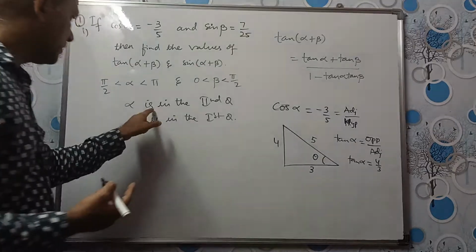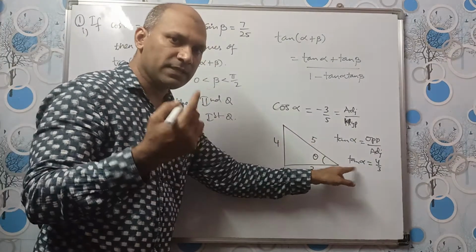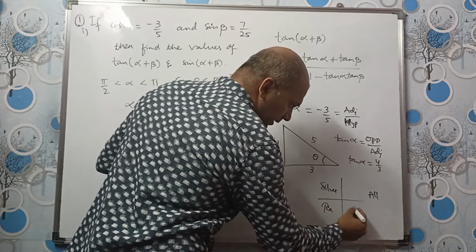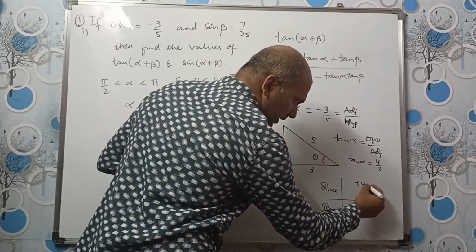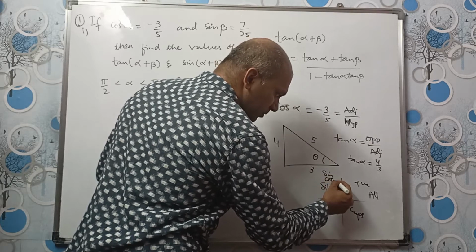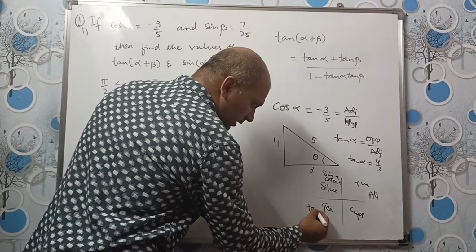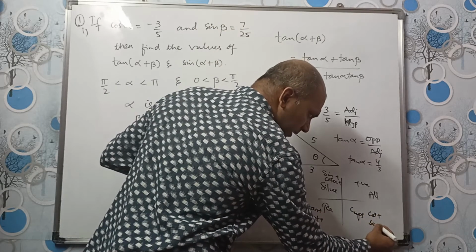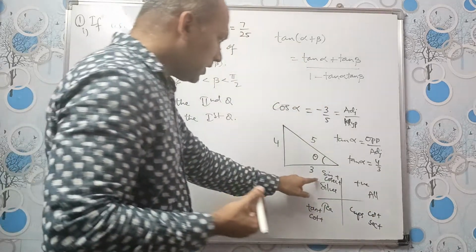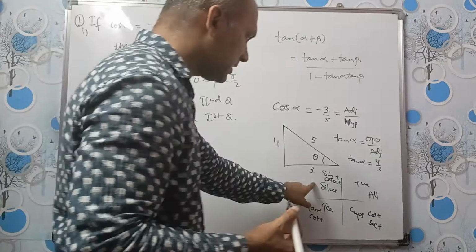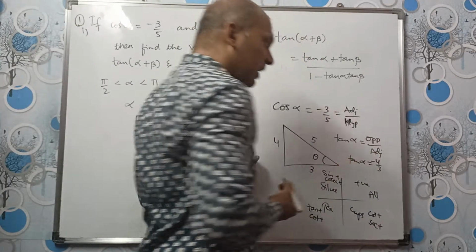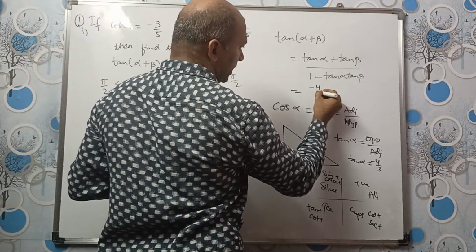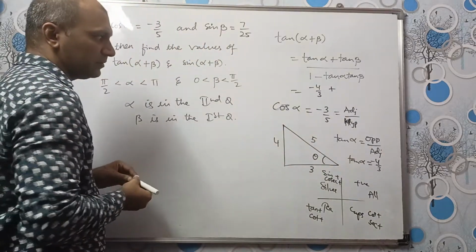But alpha lies in the second quadrant, and in the second quadrant tan is negative, right? See, all silver tea cups. Here everything is positive, here only sine and its reciprocal are positive. In the third one, tan is positive, its reciprocal cot is positive, here cos is positive and its reciprocal secant is positive. So alpha lies in the second quadrant, which means tan should be negative. So tan alpha is minus 4 by 3. Let us find tan beta.